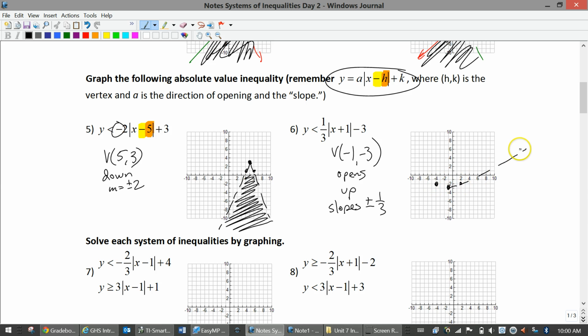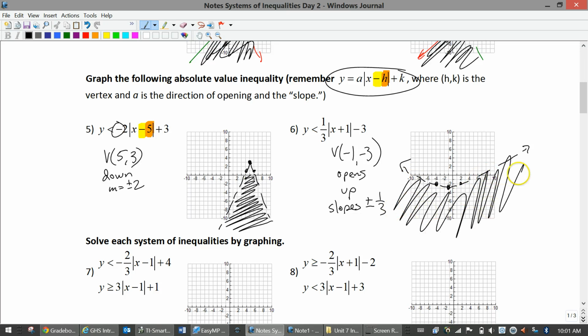dashed because we have an inequality that doesn't include the equal part. And our original inequality says y is less than. So we want all the ordered pairs where the y coordinate is less than the curve. So it's down here. It's below. It's everything down here.